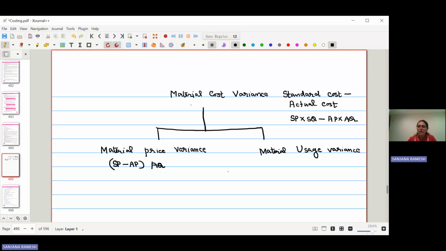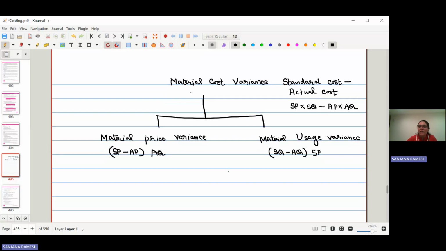Then this material usage variance may be due to the difference in the quantity used. So the production department might have made some changes in the quantity used or the consumption of material. So material usage variance is the difference between standard quantity and the actual quantity, and there is no price change, so we can multiply that with standard price itself. Then material usage variance is again divided into material mix variance and material yield variance.